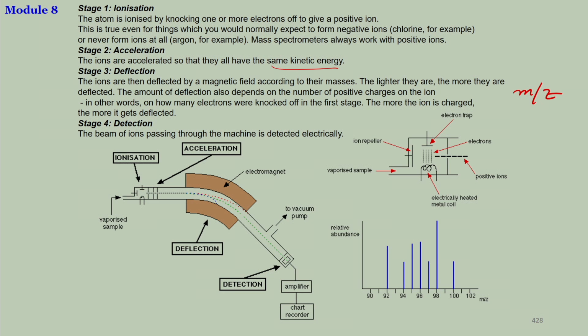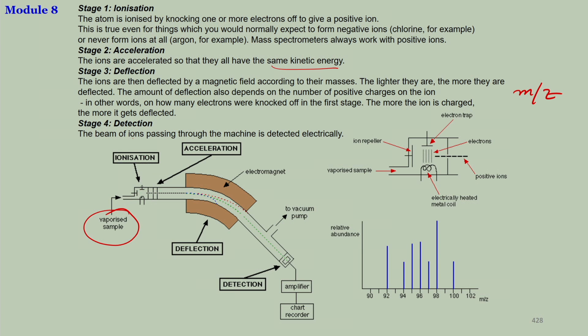Stage 4, the final stage, is the detection. The beam of ions passing through the machine is detected electrically. So, it will basically detect the electrical signals. This is the design. This is the vaporized sample.